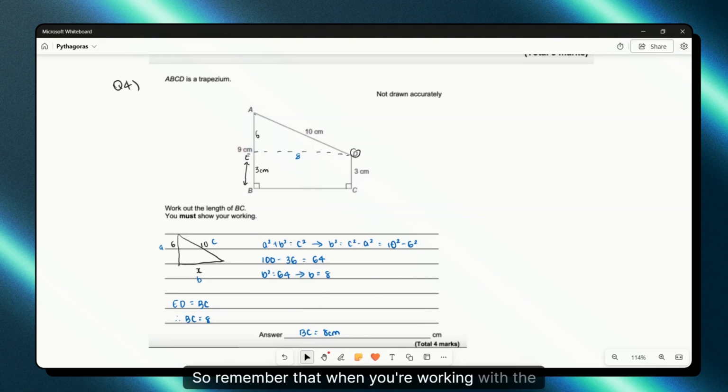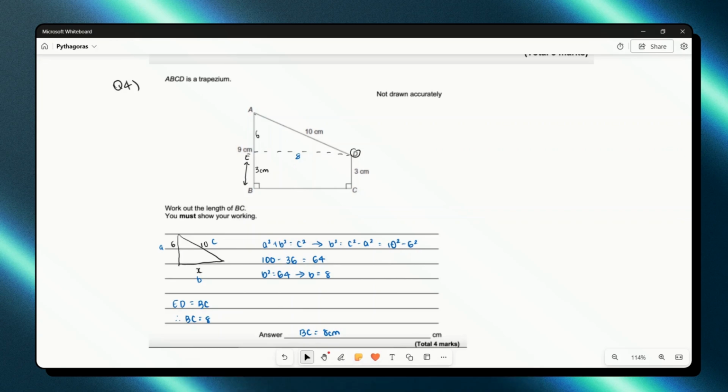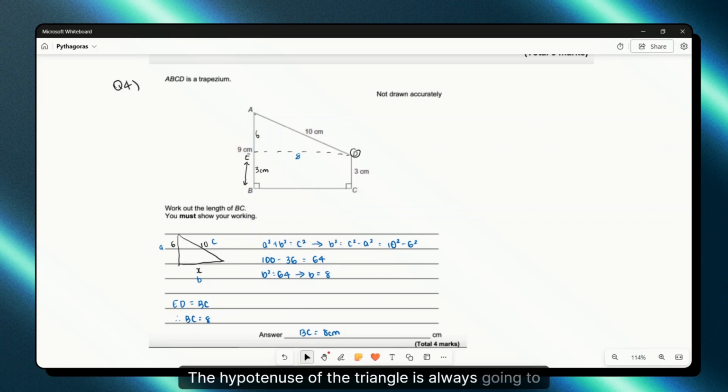So remember that when you're working with the Pythagoras theorem, always make sure you're using the correct side. The hypotenuse of the triangle is always going to be the longest side, so make sure you don't confuse it with the other two sides of the triangle.